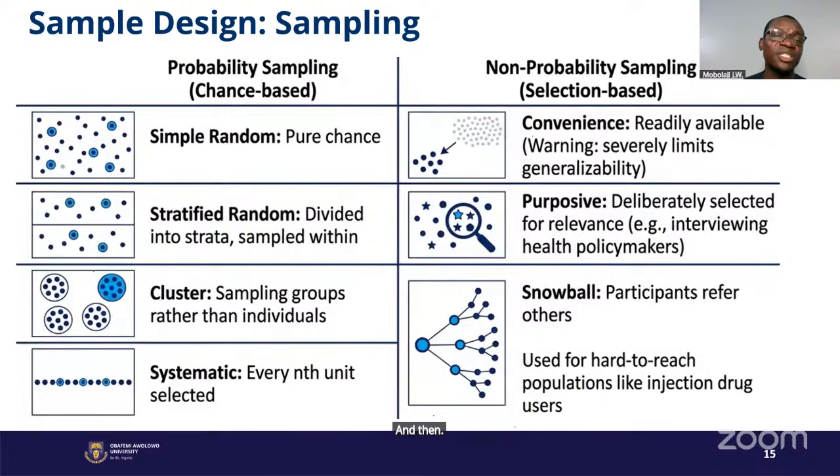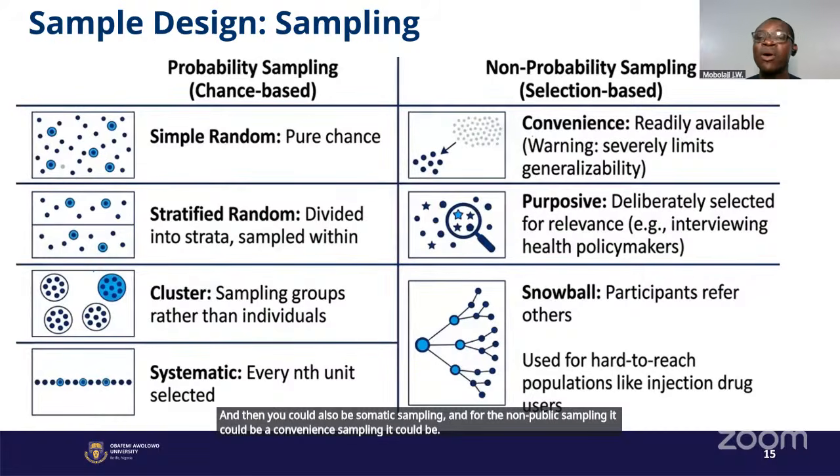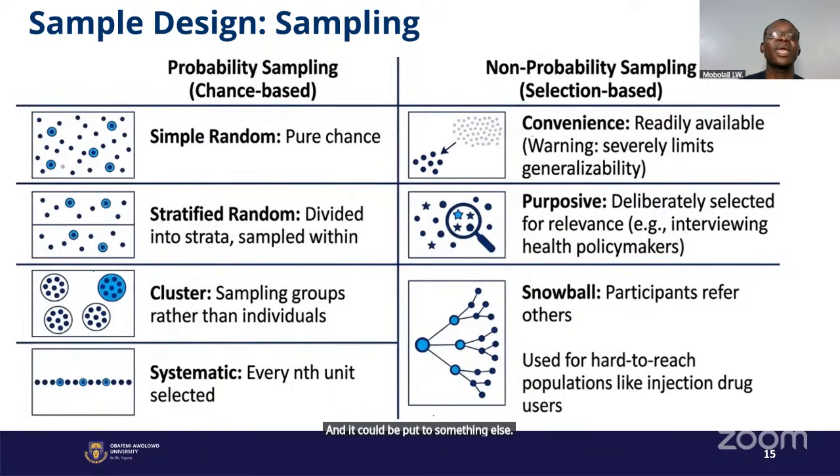And then you could have clustered sampling design. For this, you sample from clusters rather than individuals. This is mostly useful when it's difficult to sample individuals. And then it could also be systematic sampling. And then for the non-probability sampling, it could be convenience sampling, it could be purposive, it could be snowball, that is participants refer others, and it could be quota sampling as well.